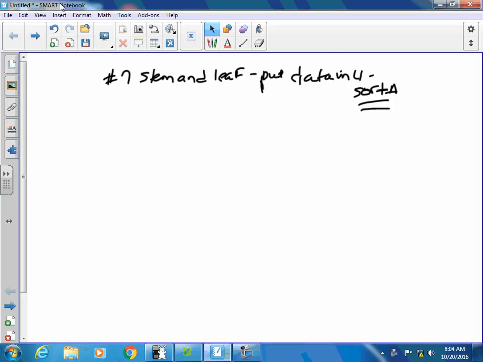Sort? Go to sort A. Make sure you tell it what table you use. Now, what good does that do for me? Go back to your edit and take a look at it. This is how you make your stem and leaf.